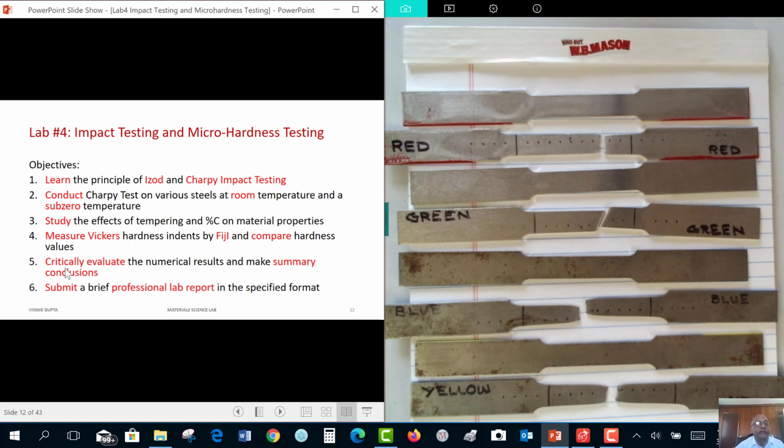And then, of course, we are going to evaluate our results, make summary conclusions, and for your lab, you are going to submit a professional lab report.